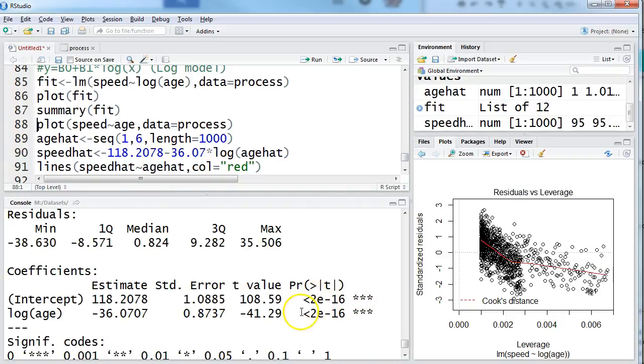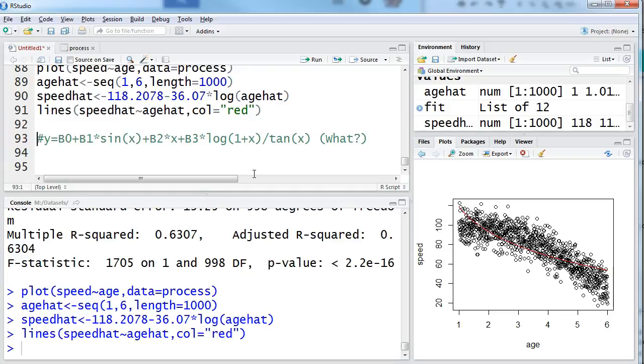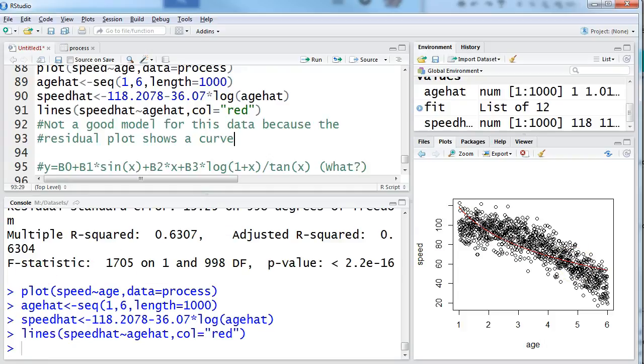Sure, they're all significant. Having all the p-values significant is not enough to say it's okay because of that residual plot. And no, that is not going through the data quite the way I think it really should be. I'm going to say that this isn't the right data set for a log. And we will, when we get to it, see what kinds of data sets are right for a log.